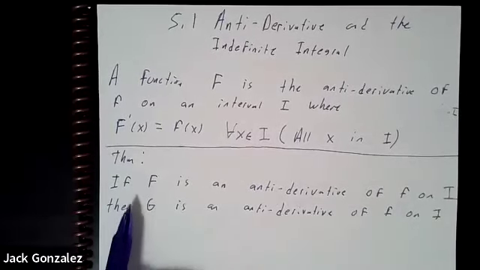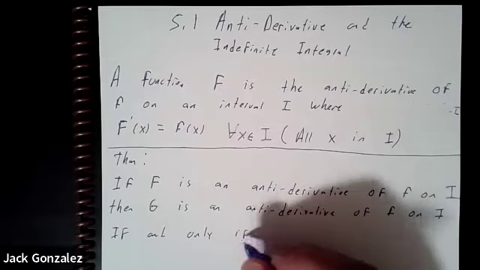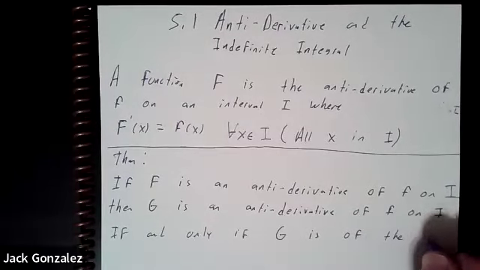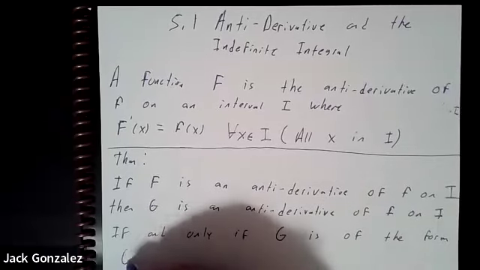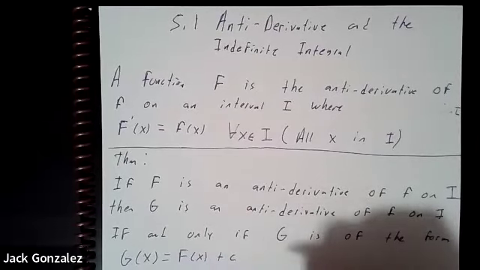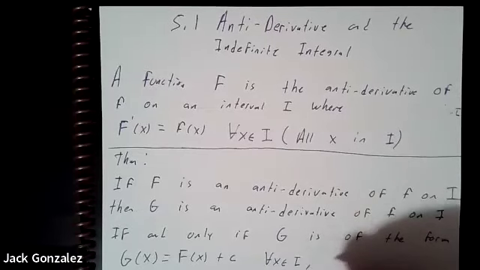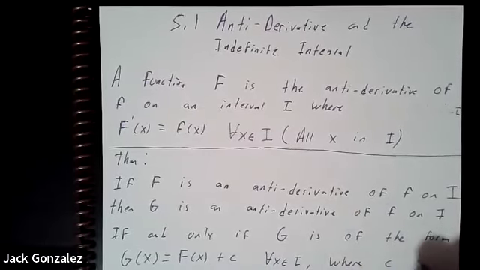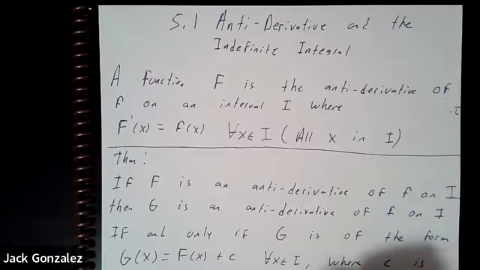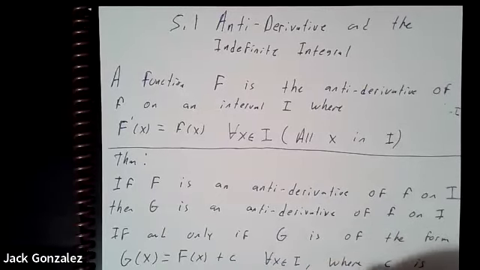It continues. So this is only true if and only if capital G is of the form capital G of x equals capital F of x plus C. This would be true for all x in the interval I, where C is a constant. G is called the general solution.